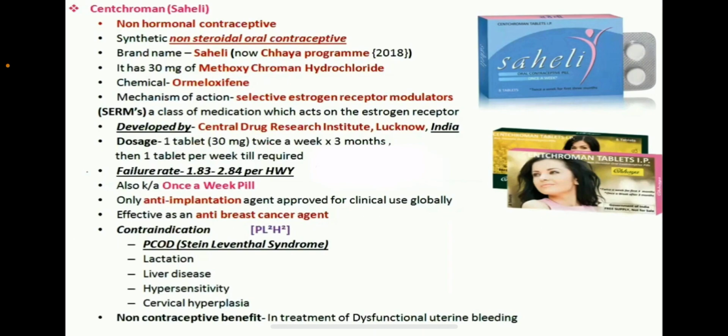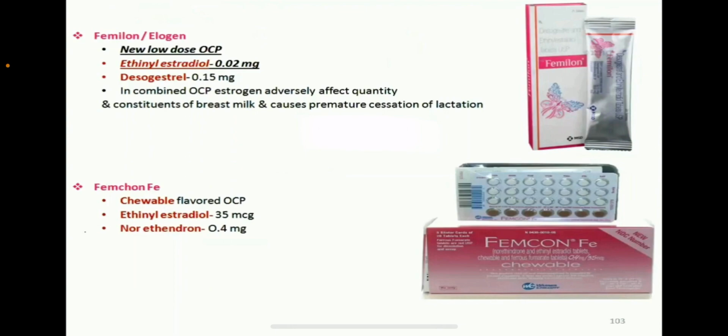The contraindications we saw: lactation, and L square, P is PCOD, and then L square lactation, liver diseases. H square is hypersensitivity and hyperplasia of the cervical area. And the non-contraceptive benefit is DUB, treatment of DUB. Moving on, Femilon or Elogon. Femilon is a new low dose OCP. So now this Femilon and all will be dealing because of pre-PG preparation.